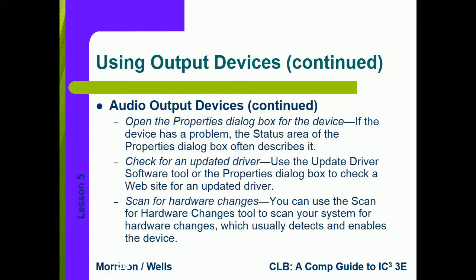Using output devices, continued. 50. Audio output devices, continued. Open the Properties dialog box for the device. If the device has a problem, the status area of the Properties dialog box often describes it. Check for an updated driver. Use the Update Driver software tool or the Properties dialog box to check a website for an updated driver. Scan for hardware changes. You can use the Scan for Hardware Changes tool to scan your system for hardware changes, which usually detects and enables the device.